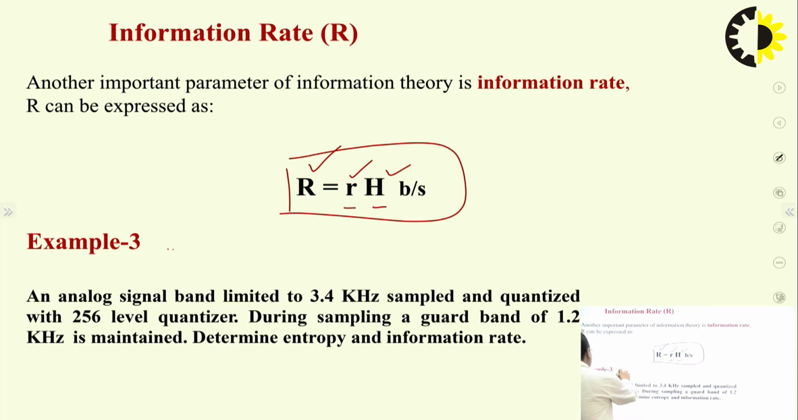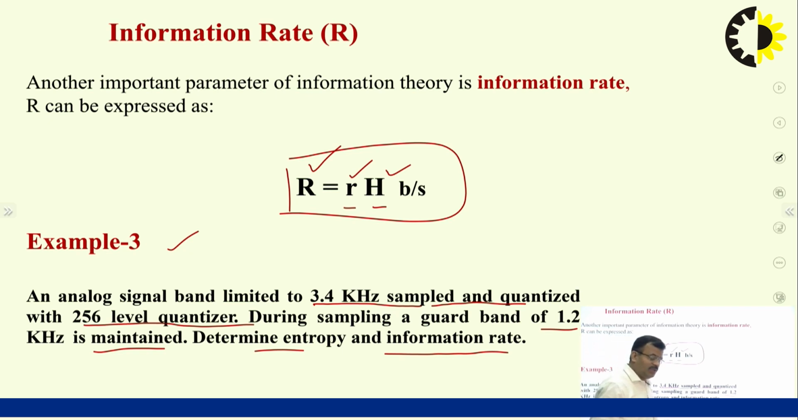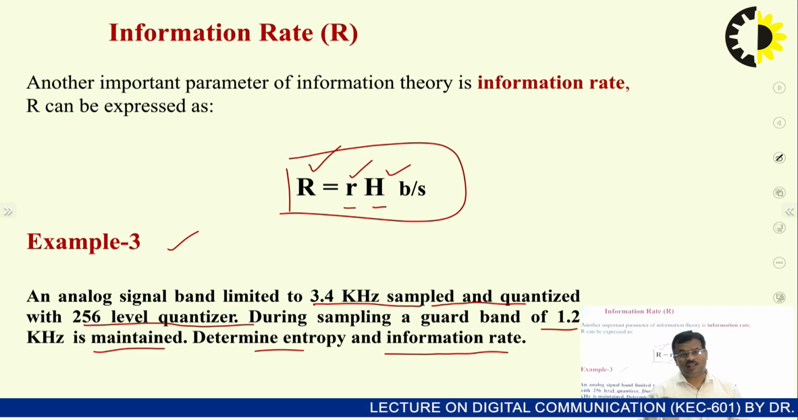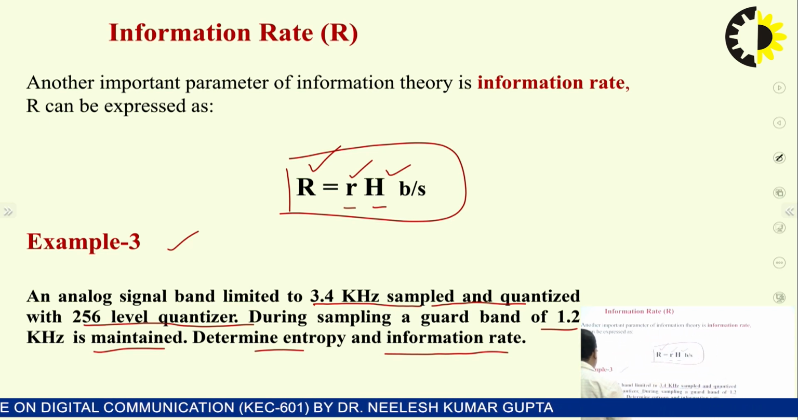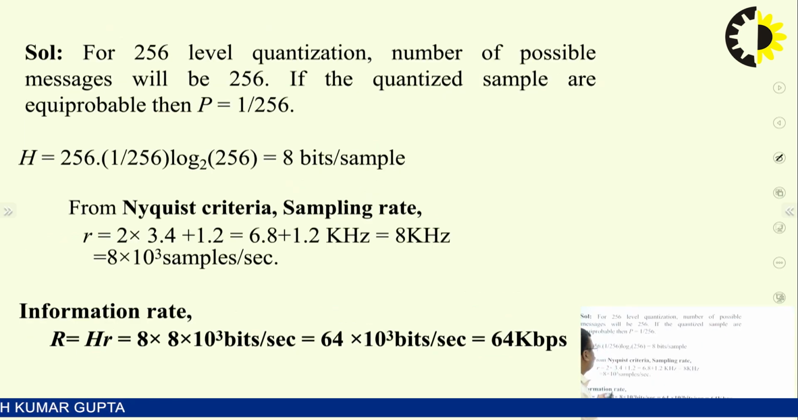Now I am taking another example: an analog signal that is band limited to 3.4 kilohertz is sampled and quantized into 256 quantization levels. During sampling, a guard band of 1.2 kilohertz is maintained. Determine entropy and information rate. So here any band limited signal is sampled at a particular frequency, then quantized into some particular levels, and some guard band is also given. You have to determine the entropy and the information rate, capital R. At first you have to calculate the entropy.